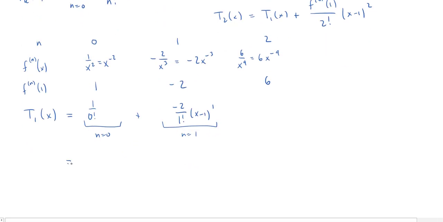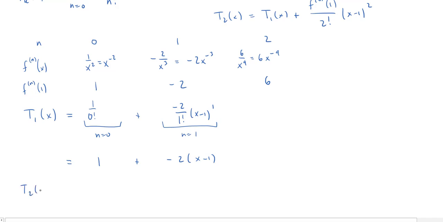Okay, and now I can rewrite this as 1 plus, now this will be negative 2 times x minus 1. Cool. So that is my T1 of x, my first order Taylor polynomial. It's going to be 1 plus -2 times x minus 1. We don't want to distribute this. All right. We want to keep the center at 1. So we're going to write it in this form.